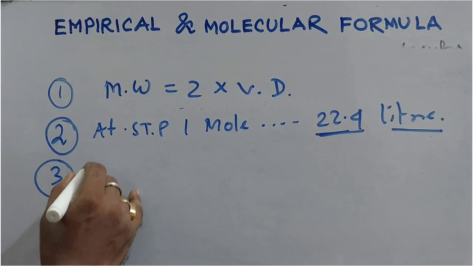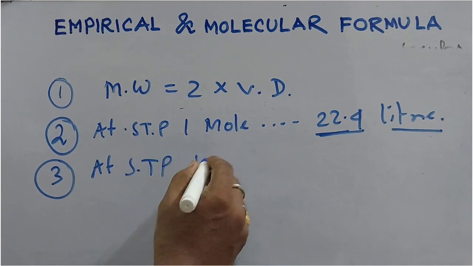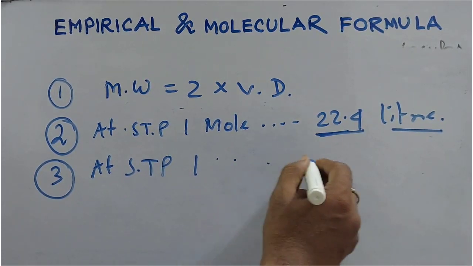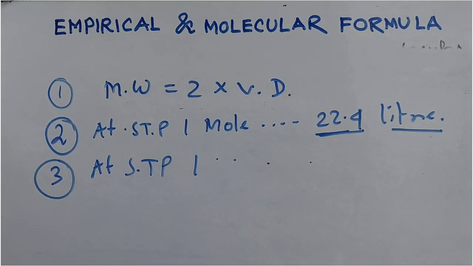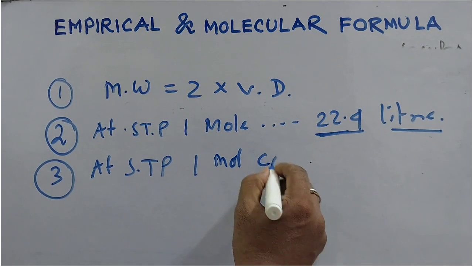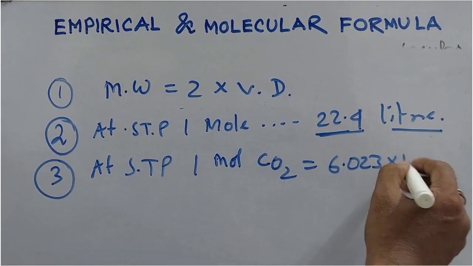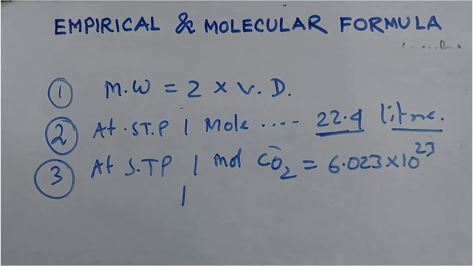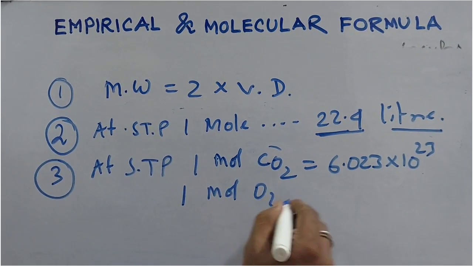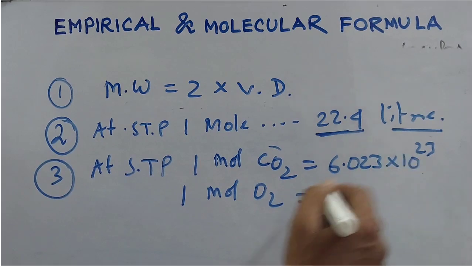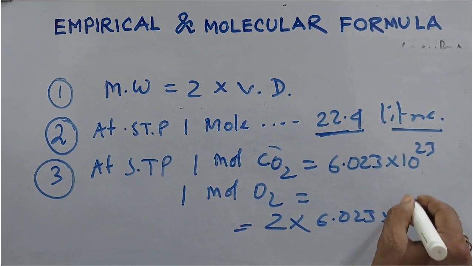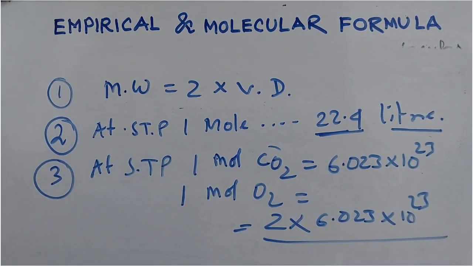Number 3, at STP 1 mole of any compound or element contains the Avogadro number of molecules or atoms, such as 1 mole of CO2 contains 6.023 into 10 to the power 23 CO2 molecules, and 1 mole of oxygen contains also 6.023 into 10 to the 23 oxygen molecules, and 2 into 6.023 into 10 to the power 23 oxygen atoms.